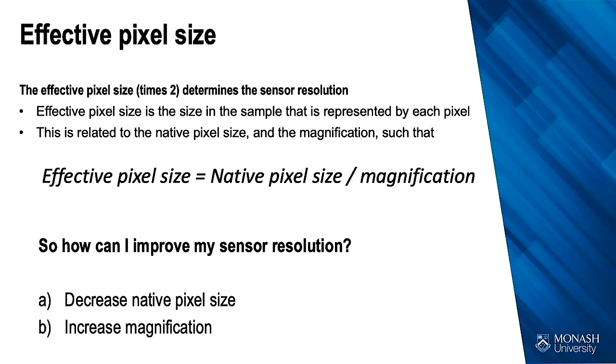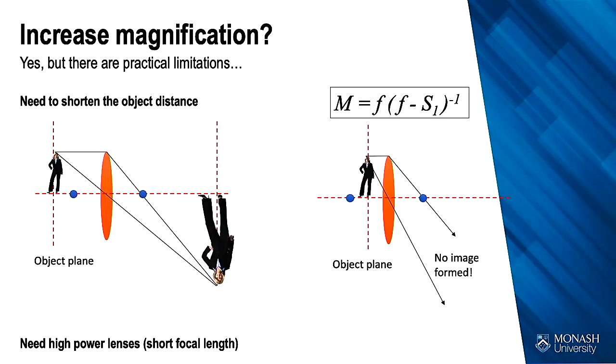So what can I do to improve my sensor resolution? Two things. I can change the native pixel size. So I can get a CCD chip with smaller pixels, or I can increase my magnification. So magnification will improve your resolution, kind of intuitive. But there's limits to what you can do. You can't increase it infinitely, or it's very difficult to.